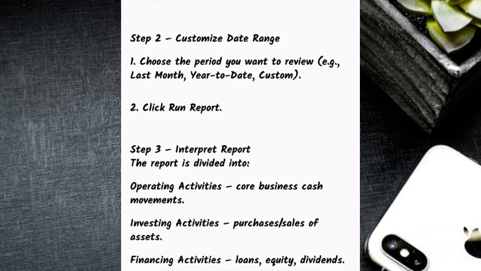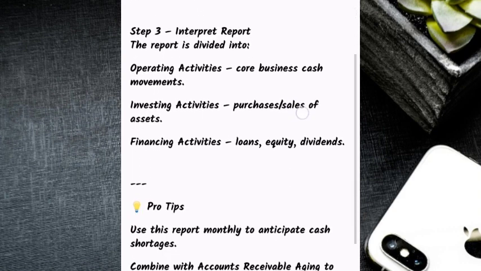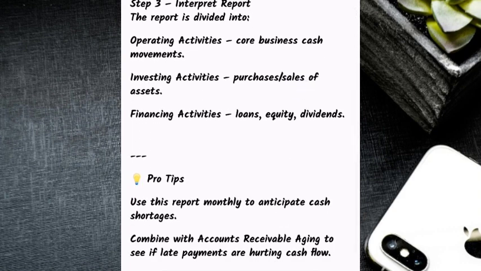Step 3 is to interpret reports. So the report is divided into operating activities where you have core business cash movements. You also have investing activities where you have purchases, sales of assets, and also financing activities where you have loans, equities, and dividends. A pro tip: use this report monthly to anticipate cash shortages and also combine with accounts receivable aging to see if late payments are hurting your cash flow.